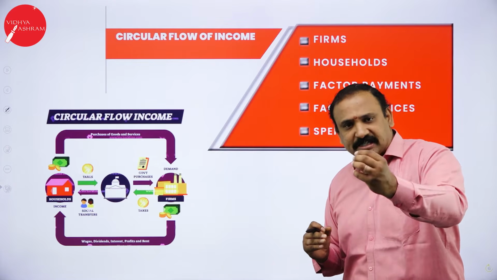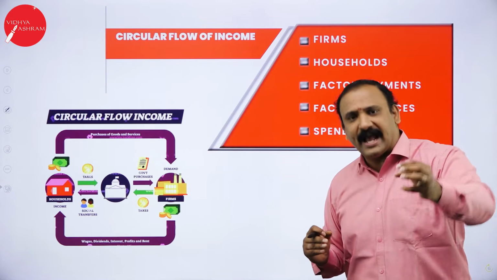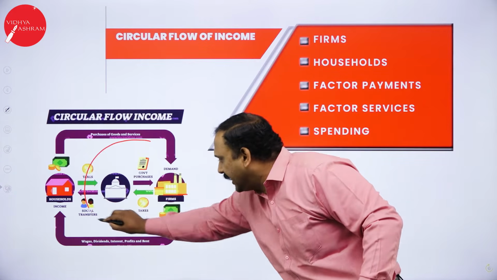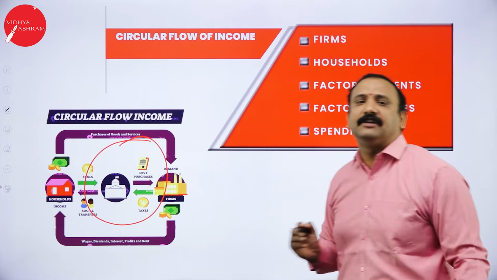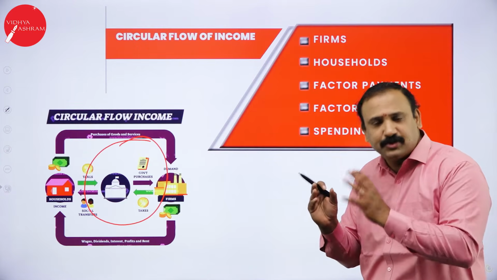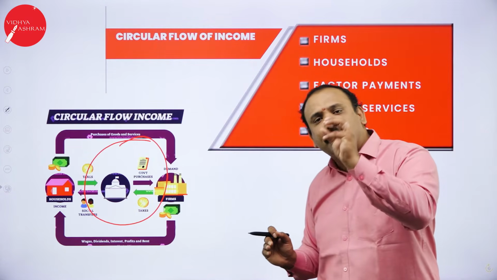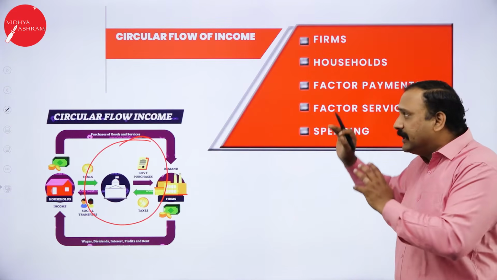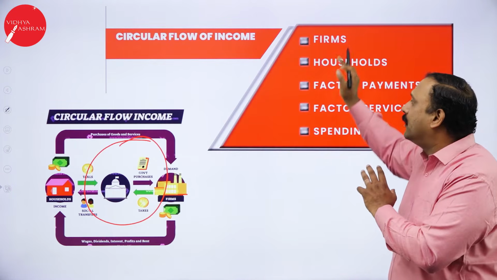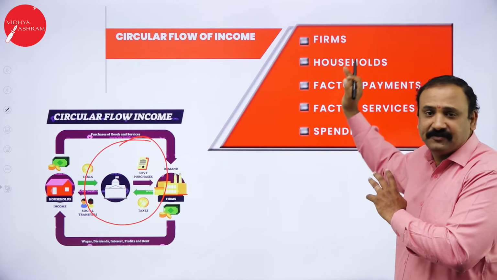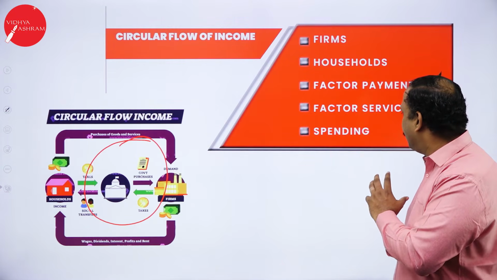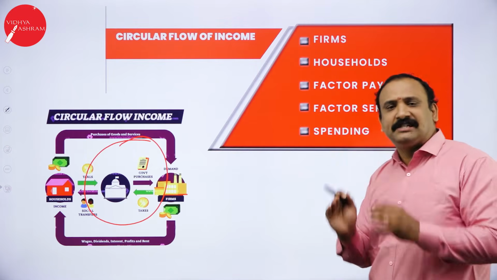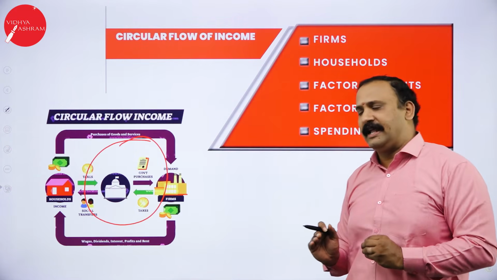Now the companies, households, government and various other sectors will keep on playing around in terms of the circular flow of income, which means to say that money does not stay at a particular point altogether. The money gets rotated among these factors: firms, households, factor payments, services and spending altogether. Now how does this happen? Let me give you a simple example.